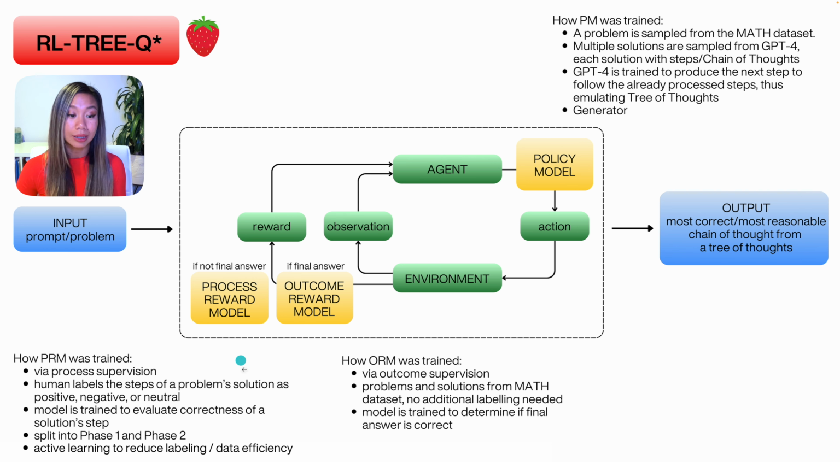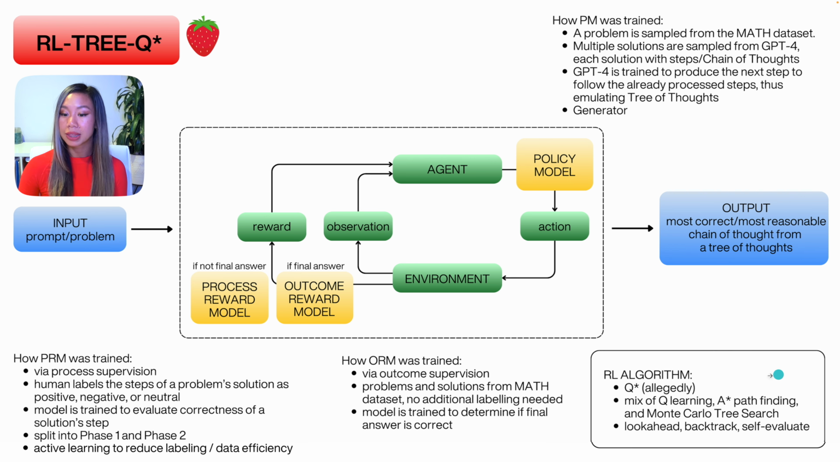So that's why you're going to split the labeling and learning process of this into 2 phases, where phase 2 will also include active learning to further reduce the labeling effort. Now, this is just a high-level overview of how the process reward model is getting trained, but it's such a key part to this reinforcement learning algorithm that I'll be expanding on how this was trained here in the next slide as well.